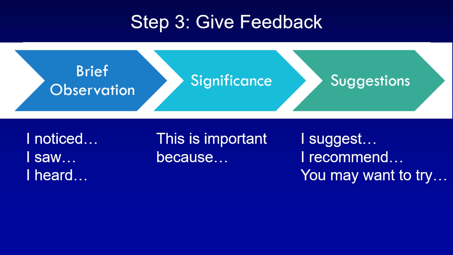So as we're actually constructing some feedback to give our learner, it's helpful to use this sequence. Start with a brief observation, tell them why it's important, and then make a suggestion for next time. Brief observations can really be cued by using words like, I noticed, or I saw, or I heard. Tell them it's important. This is important because, or it's important to get this right because, and then offer a suggestion to actually change their practice.